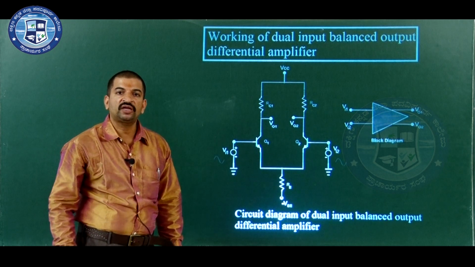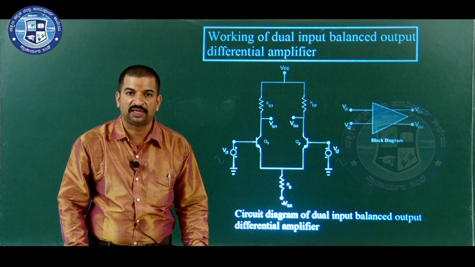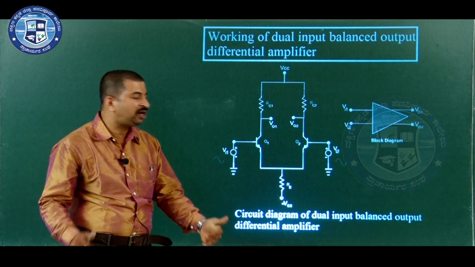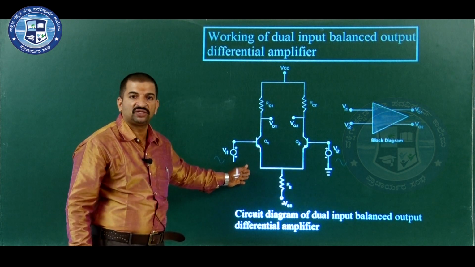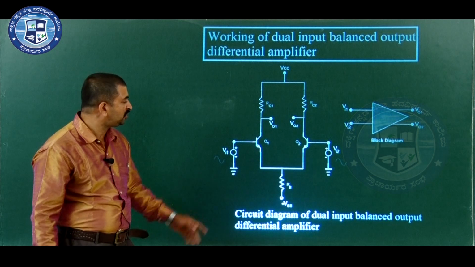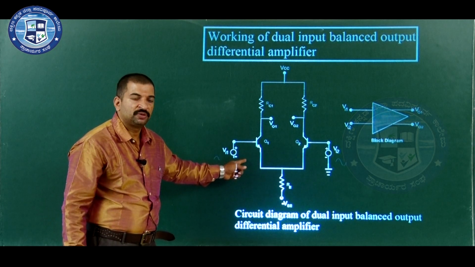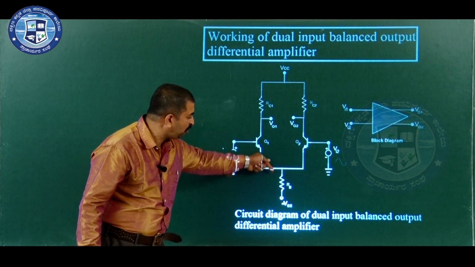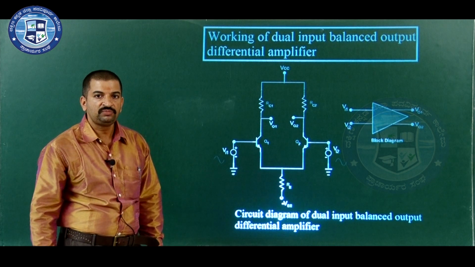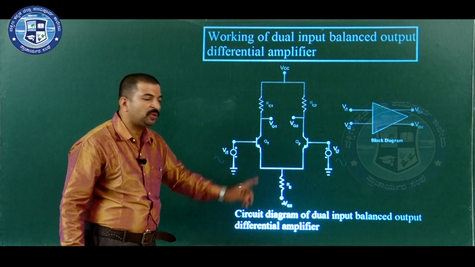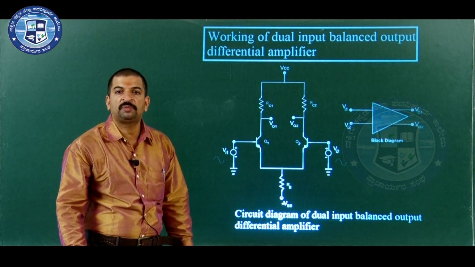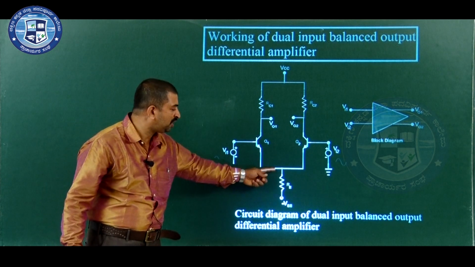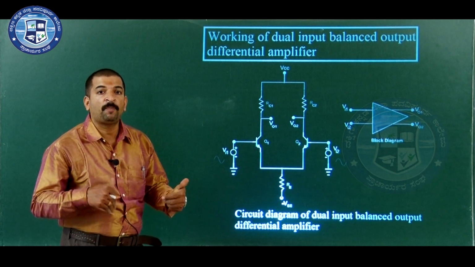Consider both input signals are applied simultaneously. Now, what happens? When both input signals, Vin1 and Vin2, are applied to the base terminals of both transistors, both signals will flow through the same resistor. Moreover, these input signals are in opposite polarity. Both input signals will flow through the same resistor and have opposite polarity.